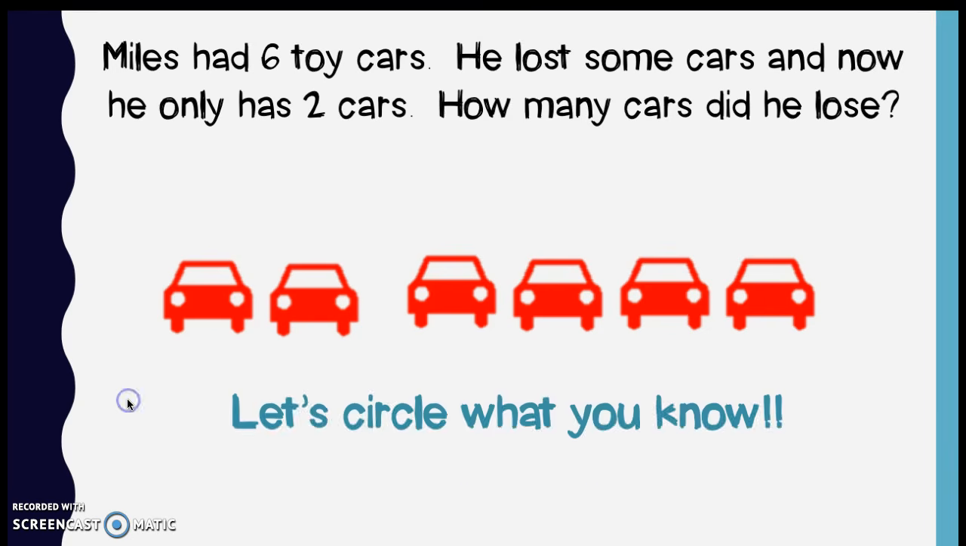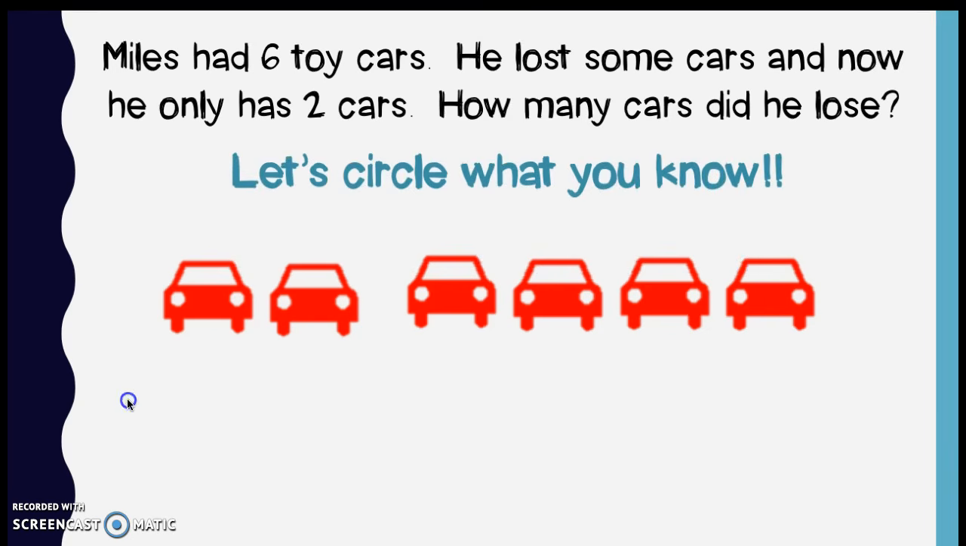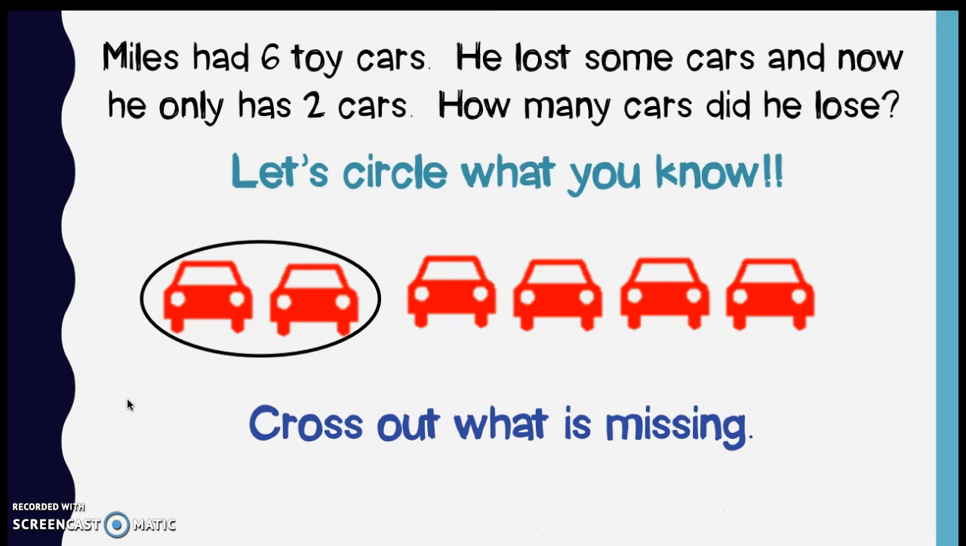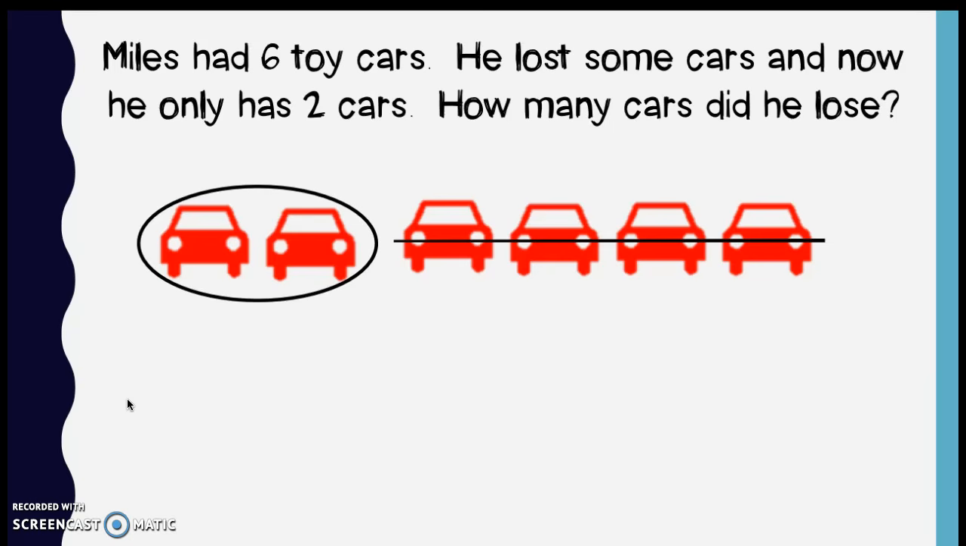I'm going to go ahead and circle what I do know. I do know that he has 2 left over. That's one of the parts. Then I'm going to cross out what's missing. If he only has 2 left over, the rest he's missing. So now we should clearly be able to see the 2 parts of 6. He had 6 altogether. Some he still has, and some he lost. Can you see that clearly from the picture? Oh, good. Now let's try to put that information into a number bond.